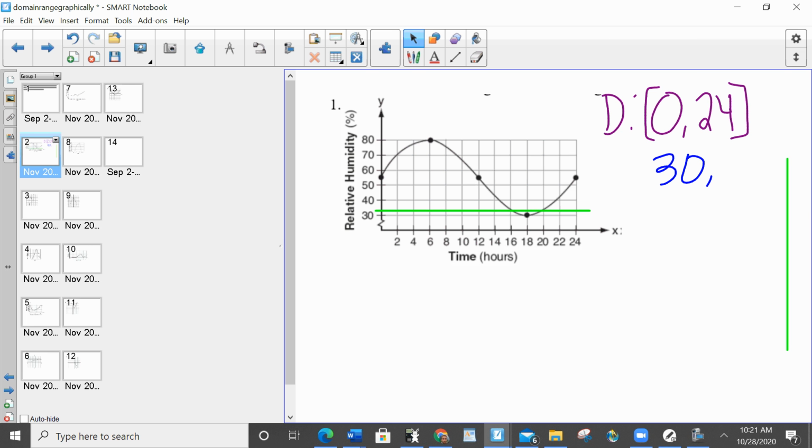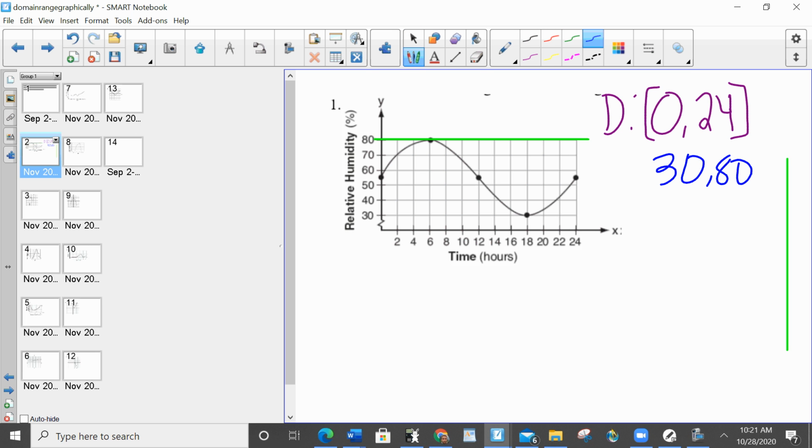I have graph, graph, graph. It doesn't stop here. I still have graph on the left. I have graph, graph, graph until I get up here. That y value is 80. Since 30 and 80 are included, they get brackets. Domain is from 0 to 24. The range is from 30 to 80.